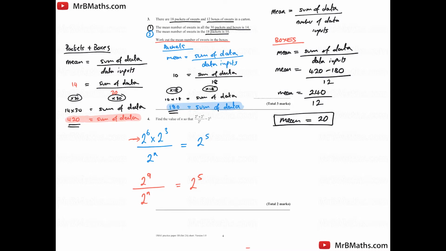So if you remember from indices, when you're dividing, you're subtracting these indices. So basically what number take away from 9 will give you an answer of 5? Well, that is 4. So 2 to the 9 take away 2 to the 4 gives you an answer of 2 to the 5. So therefore n equals 4.